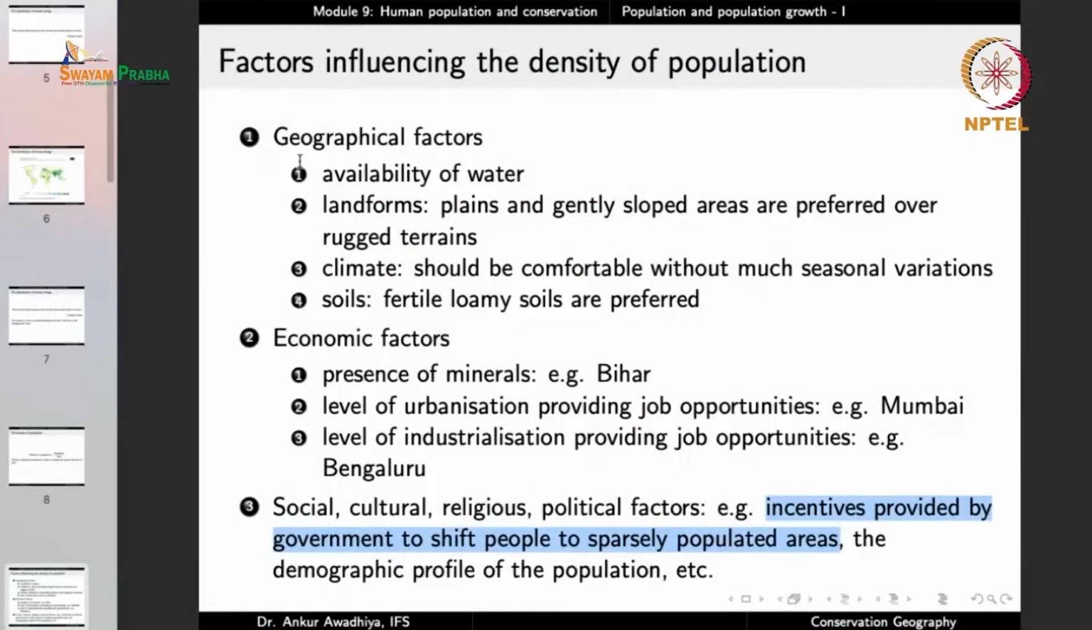And so we have geographical factors, economic factors, and social, cultural, religious and political factors that all govern the density of the population.